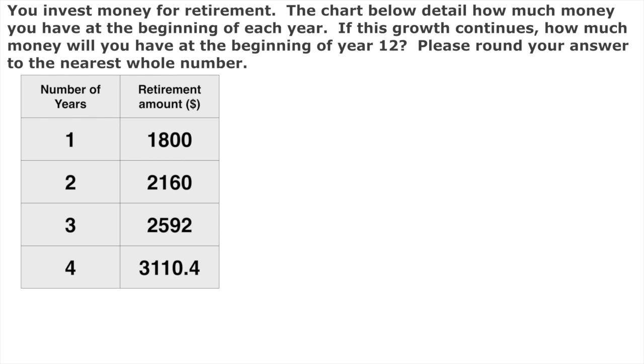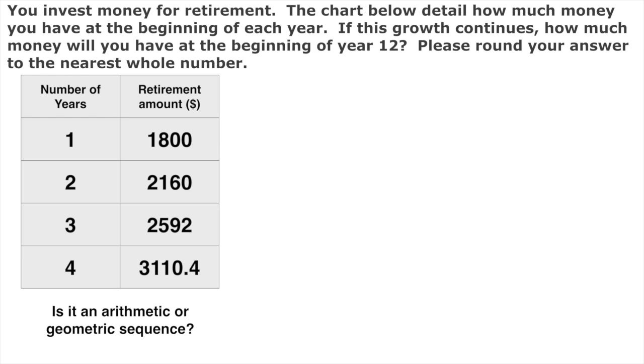This particular scenario I wanted to go through is a real life scenario of some sort of sequence. It's talking about retirement investing, and it says that the chart below will talk about how much money we have at the beginning of each year. Then it asks, if this growth continues at the same rate, how much will I have at the beginning of the 12th year?